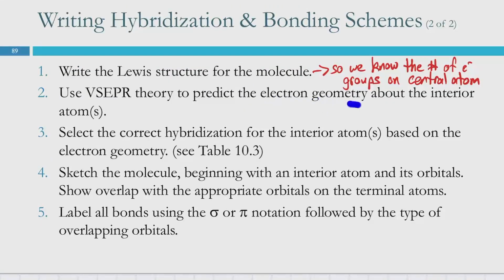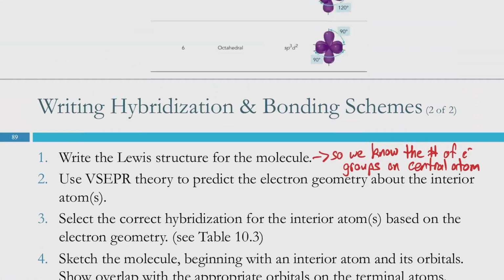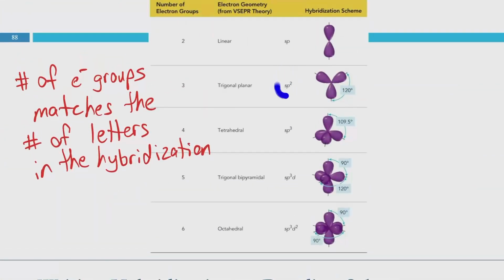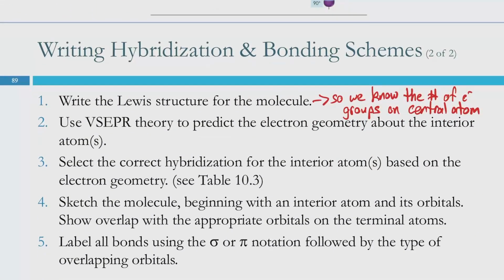Once we've got that electron geometry, then we pick the correct hybridization, again based on the electron geometry, based on the number of electron groups. So 2 groups sp, 3 groups sp squared, 4 groups sp3, 5 groups sp3d, 6 groups sp3d2. 2 and 3 sort of go together.